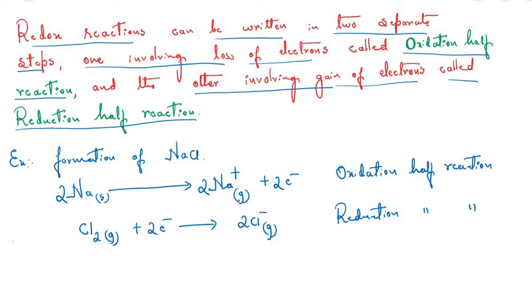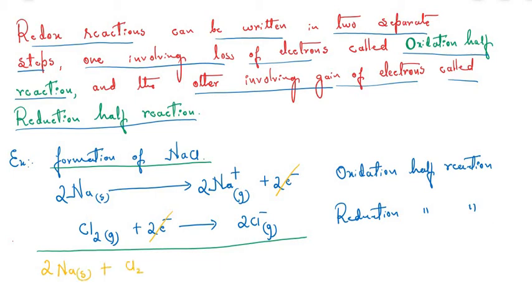And now I have to add these two equations because I am dealing with formation of what? Sodium chloride, right? So therefore here what happens, these 2 electrons on the left hand side and on the right hand side both get cancelled, and what remains? 2 Na, which is solid, accompanied with chlorine, which is gas. Formation of what? 2 Na+ along with 2 Cl minus, and that is nothing but NaCl.